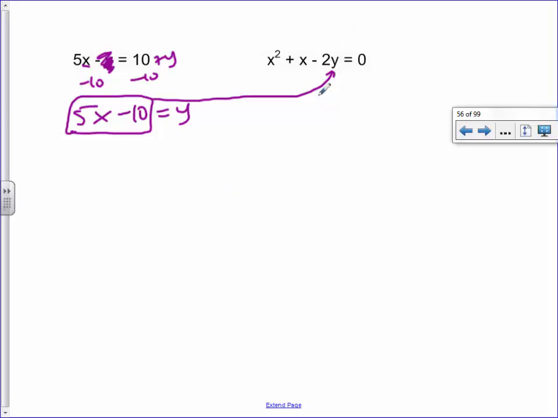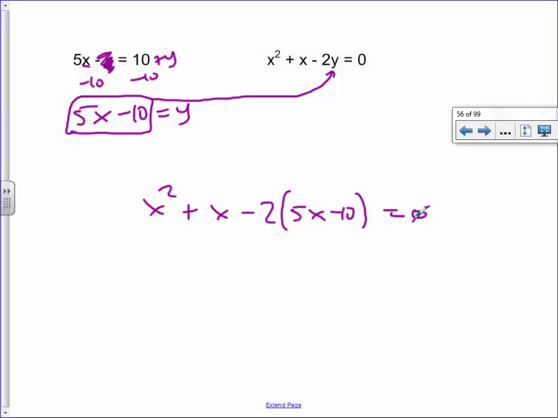What would this new equation be then? You'd still have x squared. You'd still have x. You'd still have minus 2. But the little doll inside the big doll, rather than writing y, we're going to write this 5x minus 10. How many equations do I have? One. How many letters do I have? Actually, just one now, right?